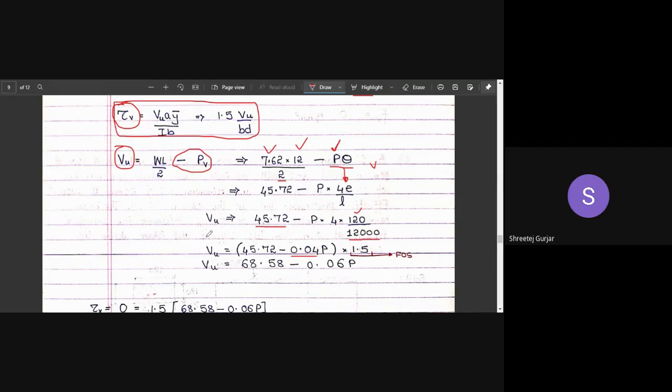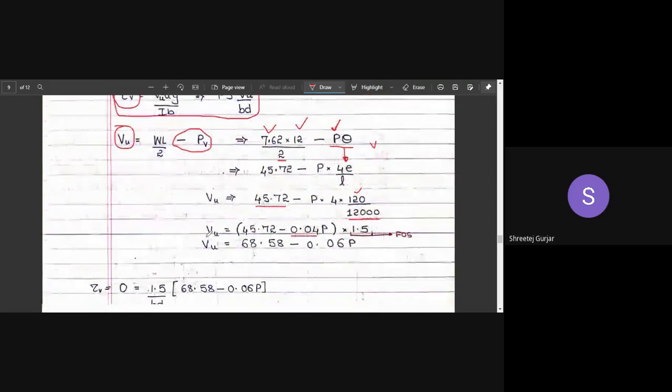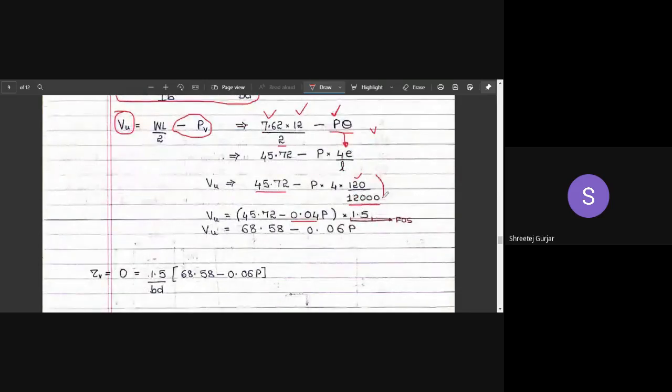Now, this is nothing but V. Now multiply this by 1.5 to convert it to VU, that is the ultimate shear force. For the ultimate shear force you have to multiply by the factor of safety, that is 1.5. So multiplying this whole equation by 1.5, it will become 68.58 minus 0.06 P. So VU we know.